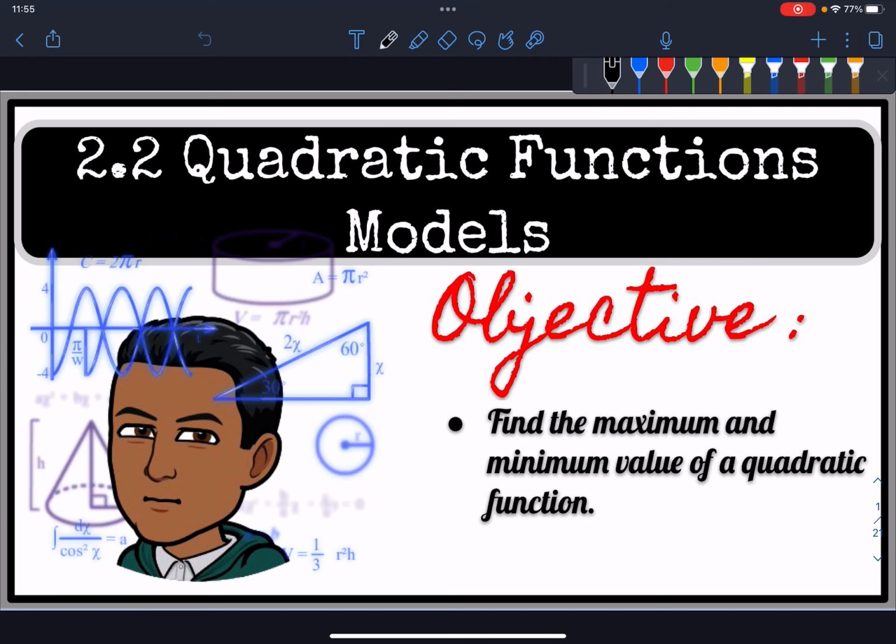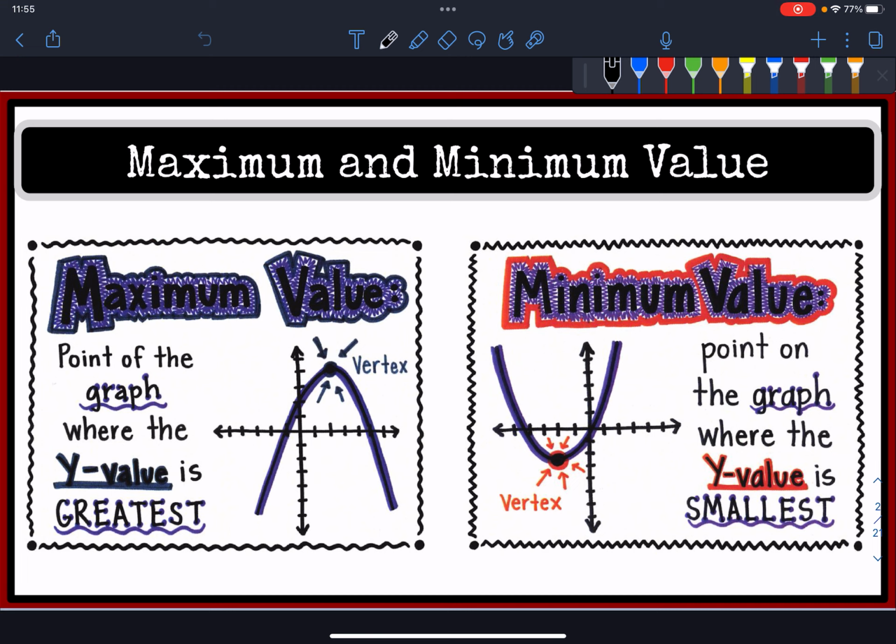Hello class. In lesson 2.2, you're going to learn how to find the maximum and minimum value of a quadratic function. Now, the maximum and minimum value of a quadratic function is going to occur either at the highest max or the lowest min place on the quadratic. Because the quadratic is in the shape of a parabola, again, something that is symmetrical through an axis of symmetry, that maximum and minimum value is going to occur at the vertex of our parabola.